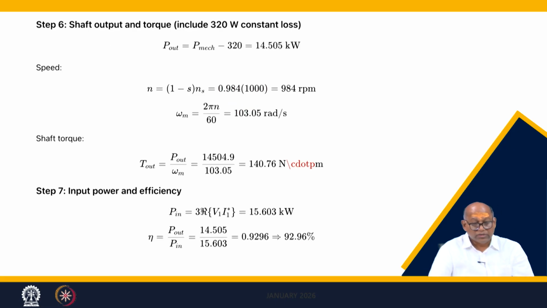So now come to the next, the shaft output torque. This is very important. The torque means mechanical power which is developed, and part of it is again lost as friction and other losses, which are called constant losses.